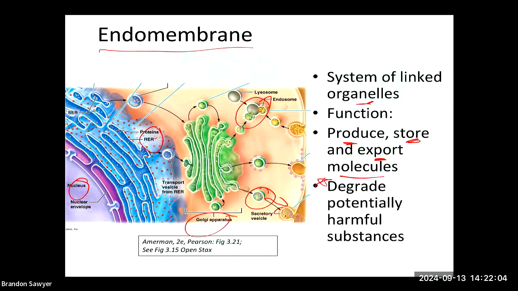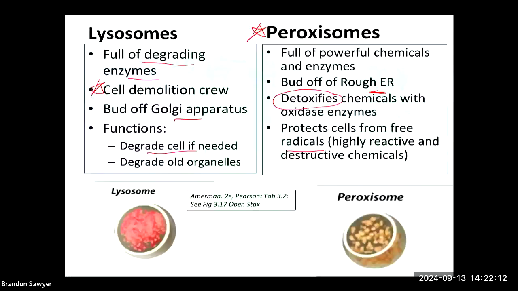I'm trying to fully understand the difference between the lysosomes and peroxisomes. It says peroxisomes detoxify chemicals, but doesn't the smooth ER do that too? Yeah, the smooth ER does as well. The peroxisomes detoxify different types of chemicals. Peroxisomes are more specialized for free radicals.